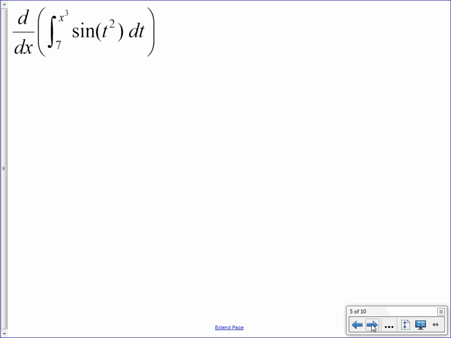From sine of t to... okay, how about you write down, so you have this to reference. Derivatives first.